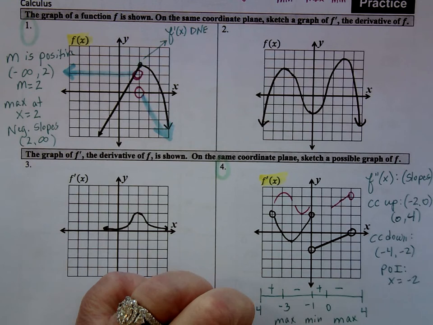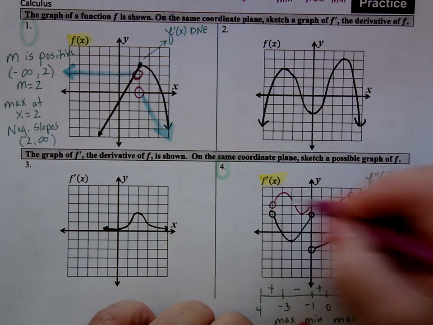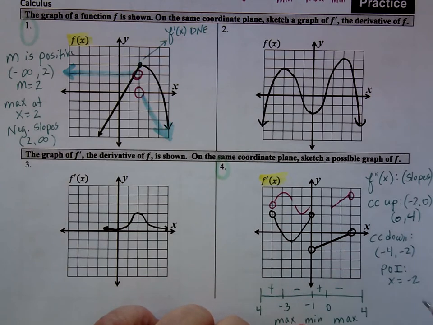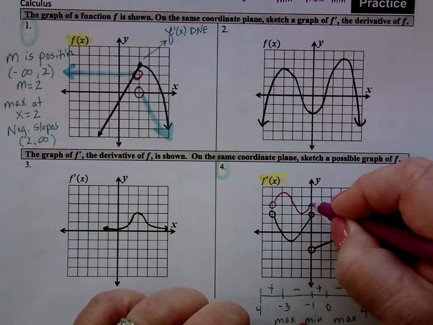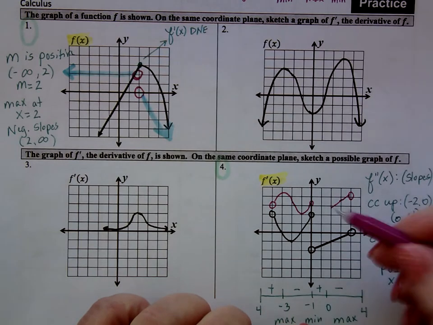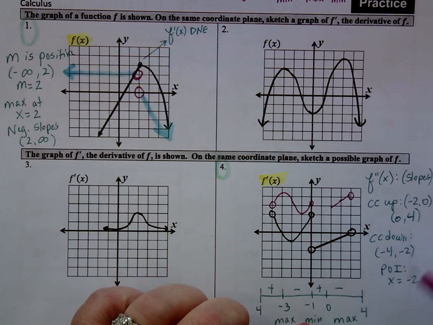It starts at -4. Okay, so that has to be an open circle. I have a point of inflection at -2. That makes sense. Look at how it's going to change. Sad face, happy face. Comes to 0, stops. Just like I did there. And then I have a maximum here.